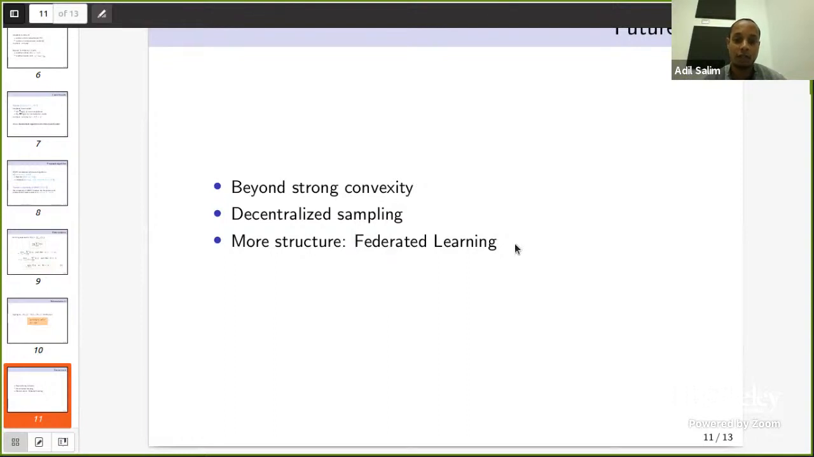For instance, in federated learning, there is some special structure in the problems, and perhaps we can do better by including that structure in the problem that we study.